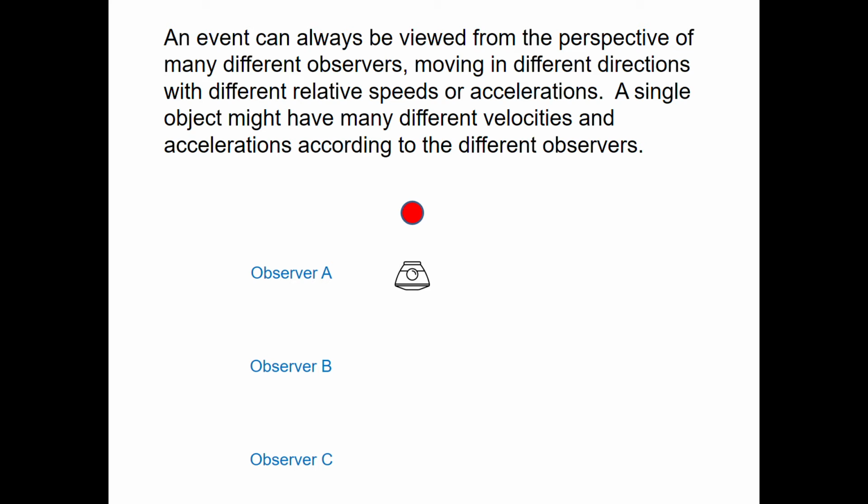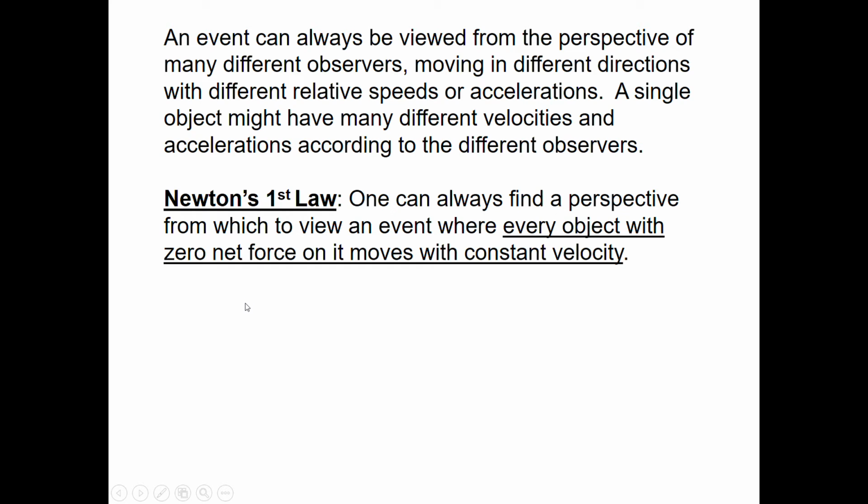We'll allow some of them, but we're going to restrict it a little bit. Okay? Newton's first law says you can always find a perspective, and not all perspectives are going to be like this, but we can always find a point of view from which to view an object or an event in which every object that doesn't have any forces on it, or at least the forces cancel, so there's no net force on it, the net force is zero, moves with constant velocity.